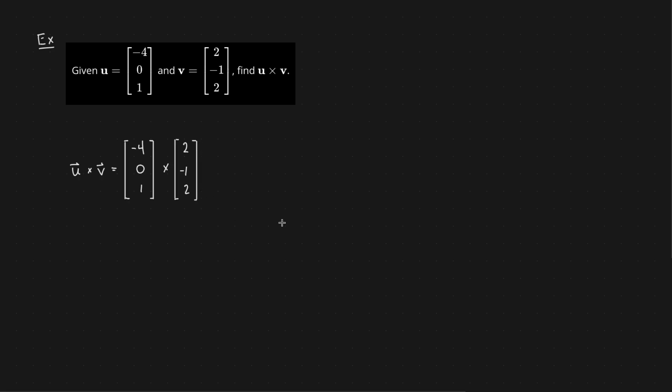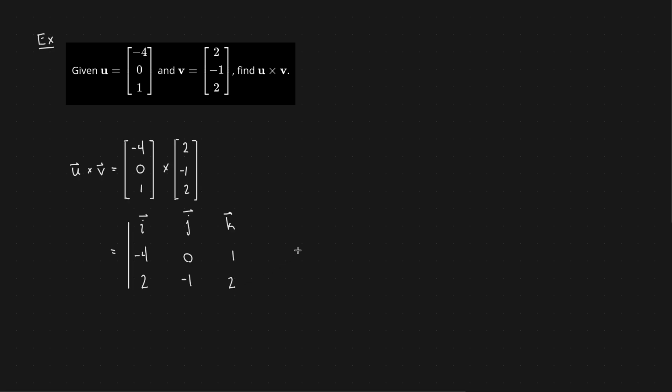So we're going to use our little mnemonic device to remember how to take a cross product. So we want the determinant of the matrix where the first row are the standard unit vectors i, j, k. The components of the second row of the matrix are the same as the components of my vector, so -4, 0, 1. And the components of the last row are the components of my second vector that I'm taking the cross product of.